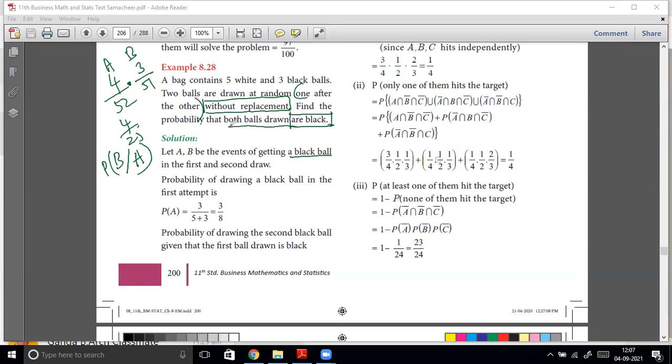Okay, both balls are black. That is what you have to find out. So black ball in the first draw is event A. Black ball in the second draw is event B. So the first attempt is very easy to calculate.